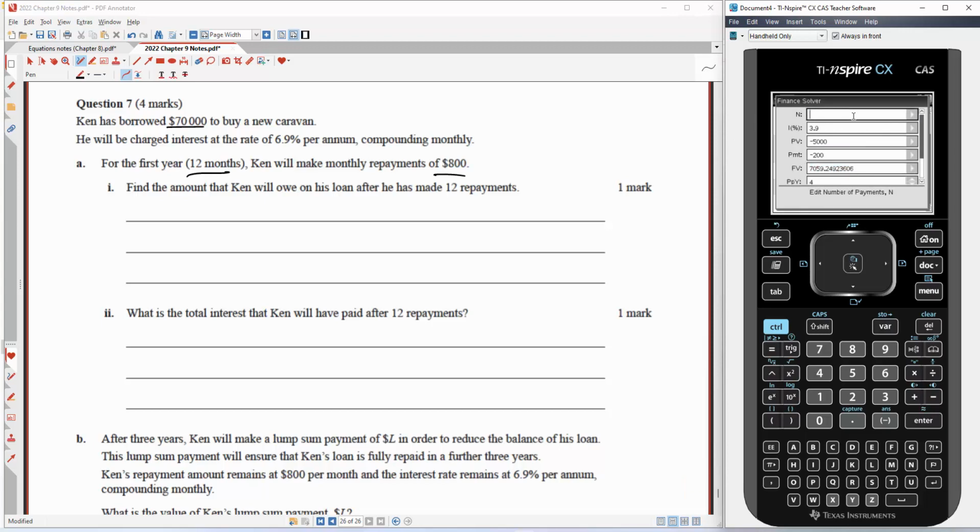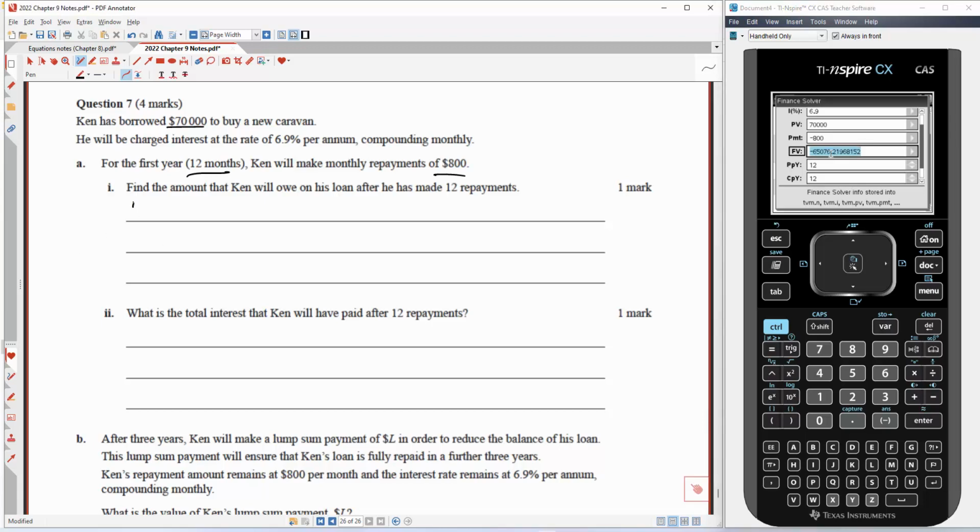So let's go, N is 12. Interest is 6.9. Bank gave him $70,000. And he's giving the bank payments of $800. This happens 12 times a year, and let's just see how much he's owing on the loan. Okay, so there it is there.